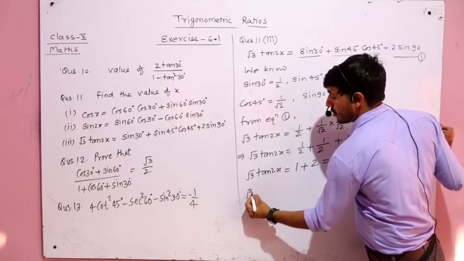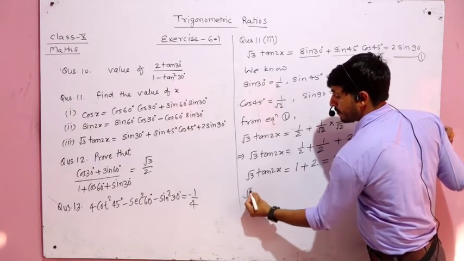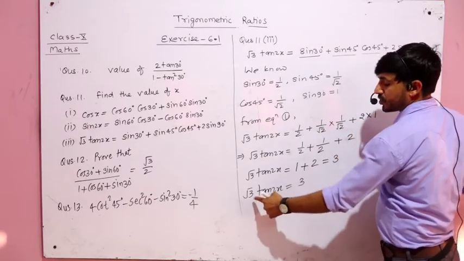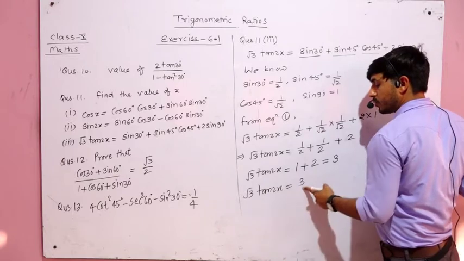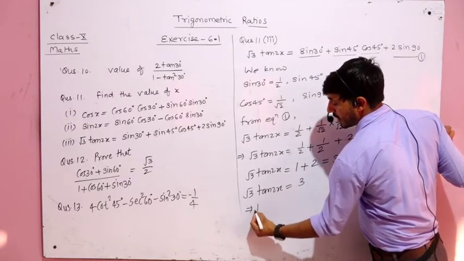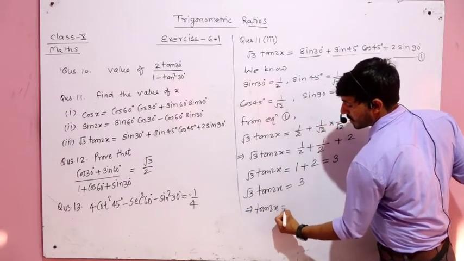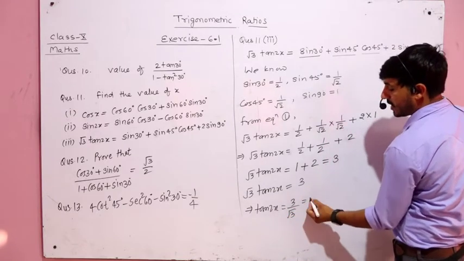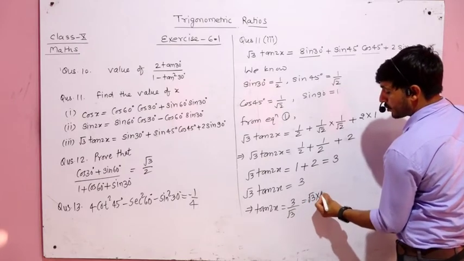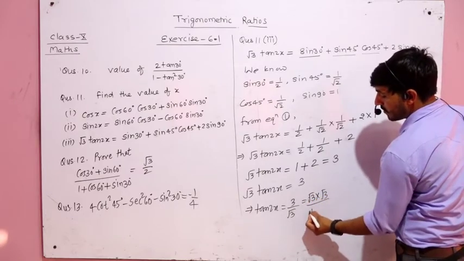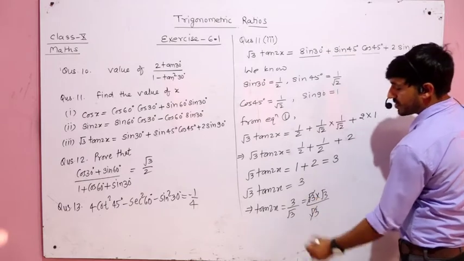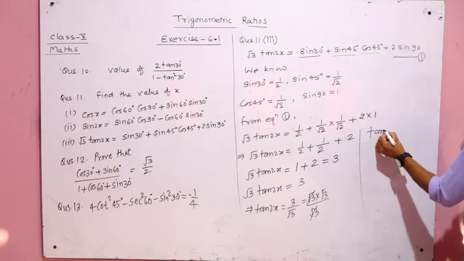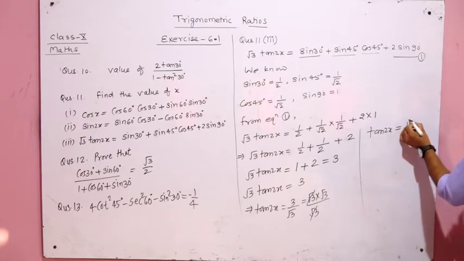That means root 3 into tan 2x is equal to 3. First divide by root 3 on this term. That means we will find tan 2x is equal to 3 divided by root 3, and we can write 3 in terms of root 3 as root 3 into root 3, divided by root 3, and root 3 is cancelled by this root 3. That means we are getting tan 2x is equal to root 3.